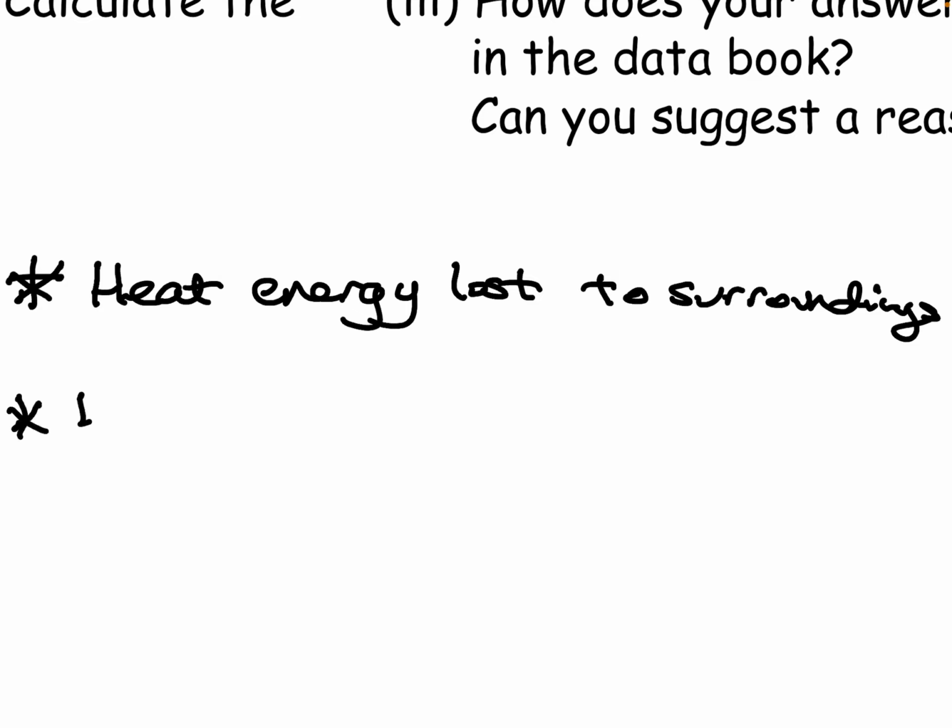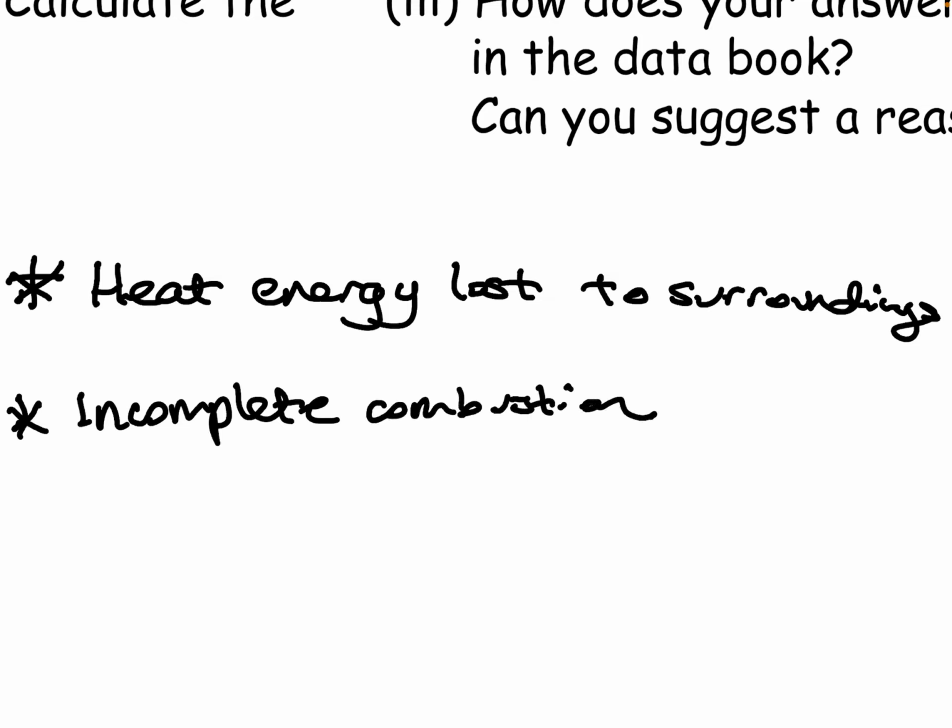And also, there could have been incomplete combustion. And that means that the energy of the bonds being formed and broken, and the total energy change, would be different if it was complete combustion, because the enthalpy of combustion in the data booklet assumes complete combustion, and it assumes that all of the methanol would completely combust. So that's why our value would be slightly less.